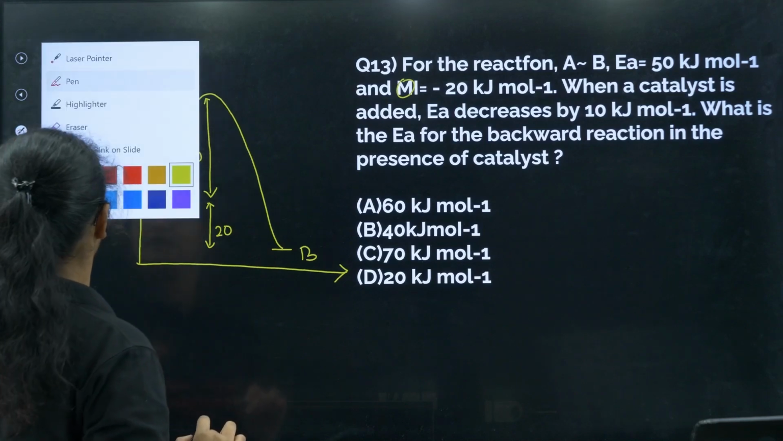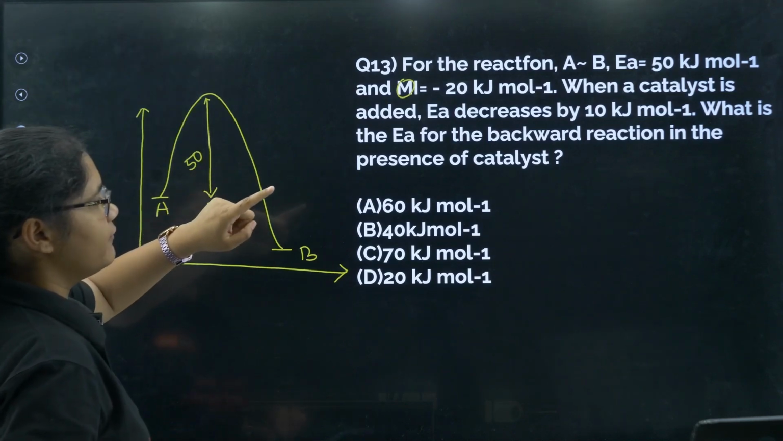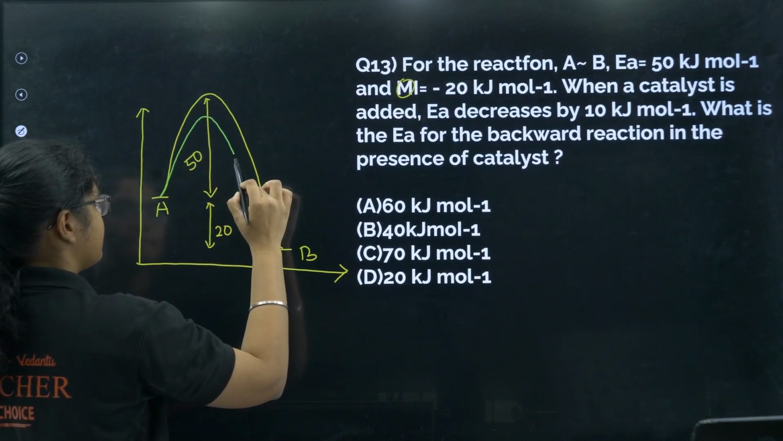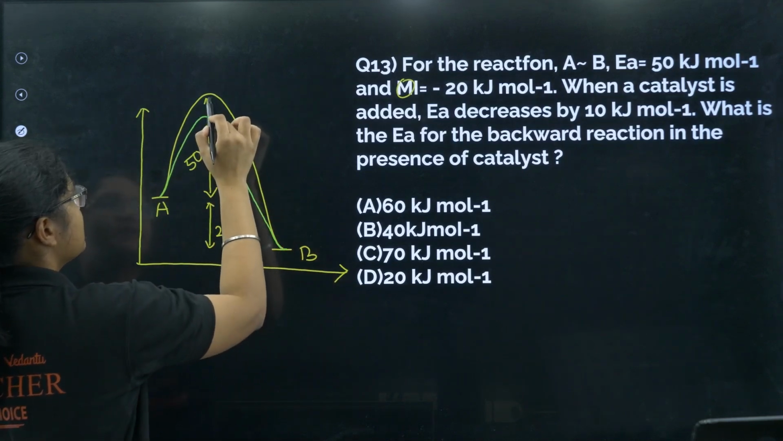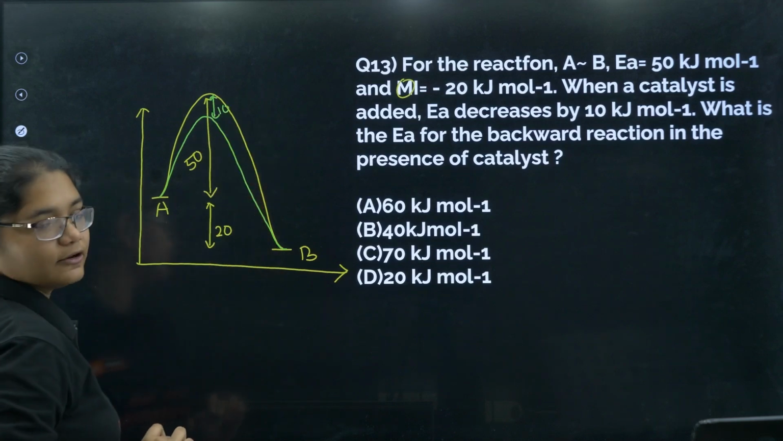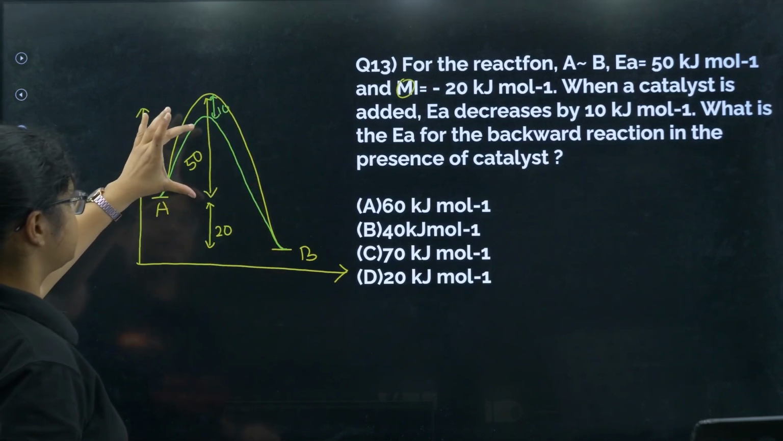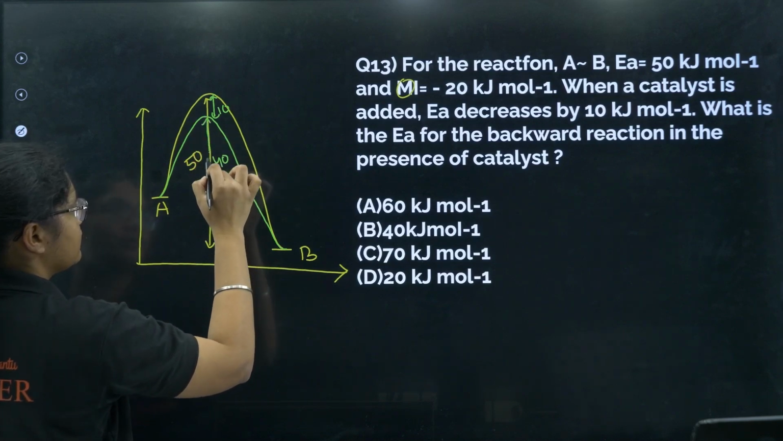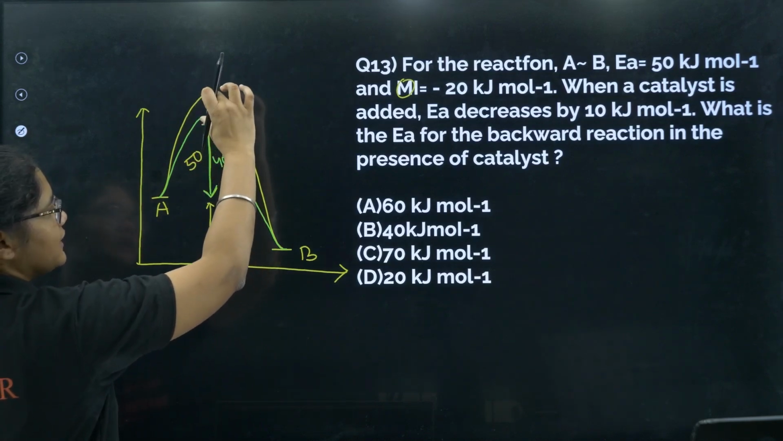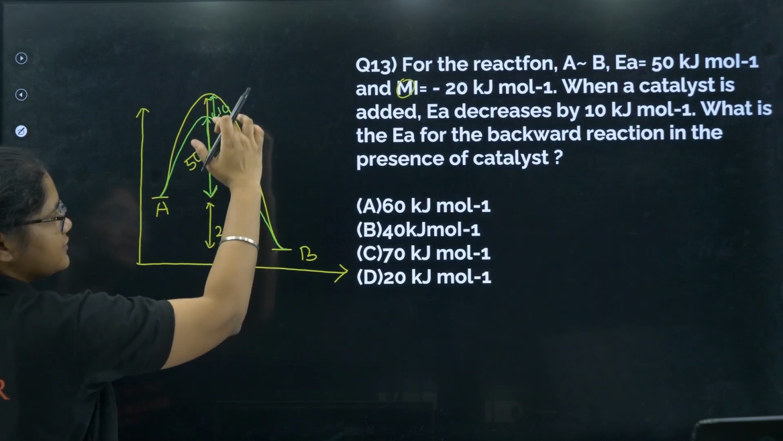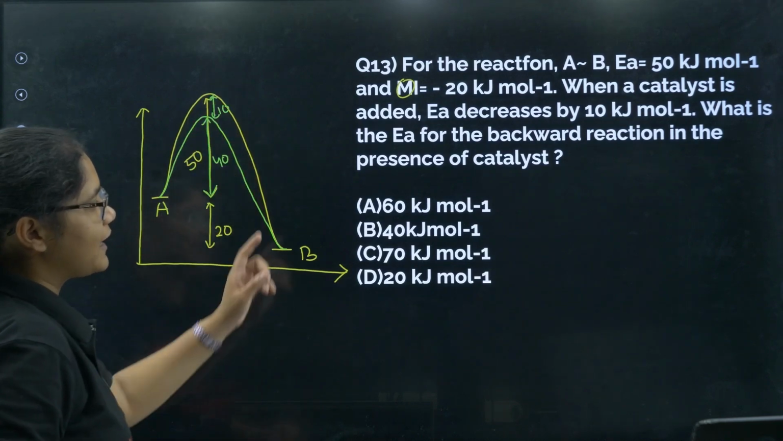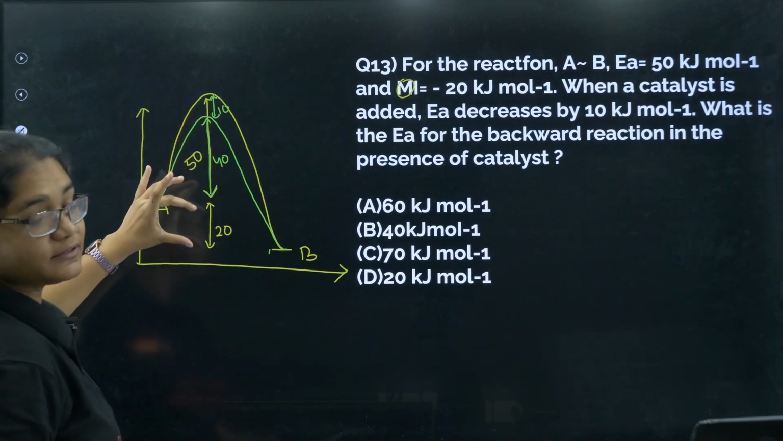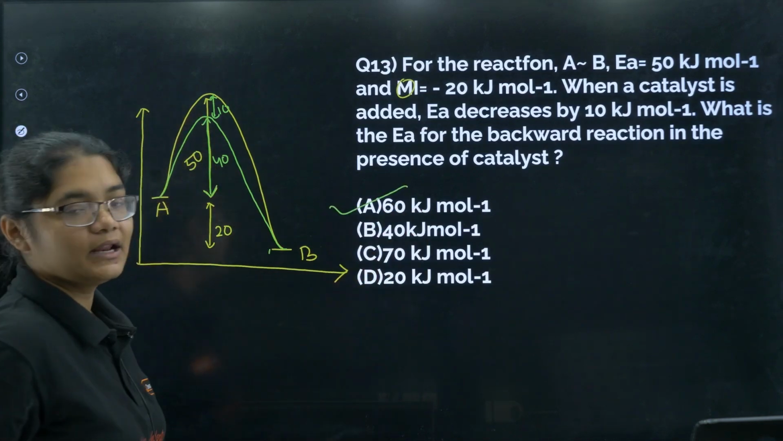Okay, now you can see when a catalyst is added, the activation energy decreases by 10. When you add a catalyst, the activation energy decreases by 10 kilojoules. So now I can say that this value is now 40. This value from here to here, this is 40 now. So total was 50, when you use catalyst it decreased by 10, it became 40 now. Now the activation energy for the backward reaction, means for B to A, what is the activation energy? 40 plus 20, that is 60, option number A here.